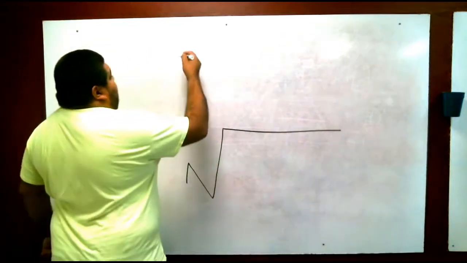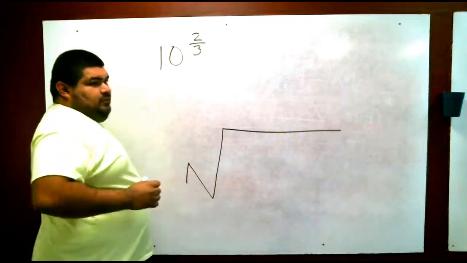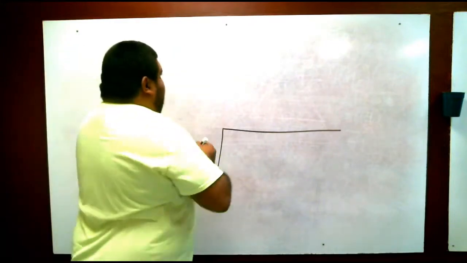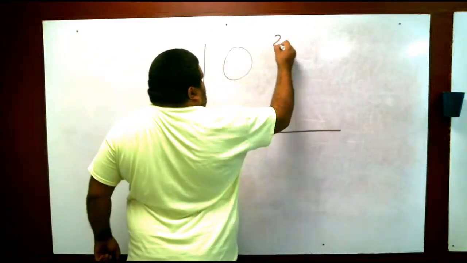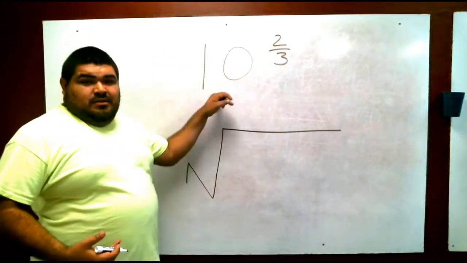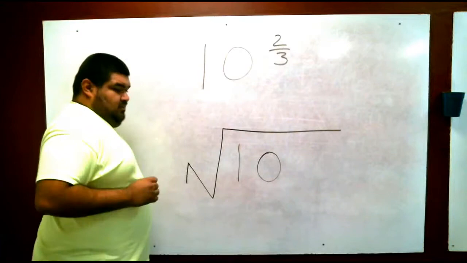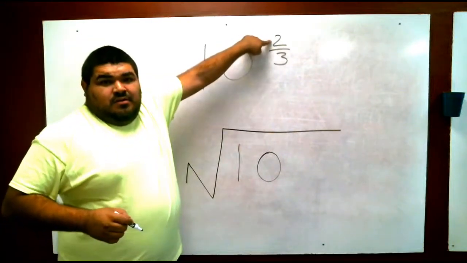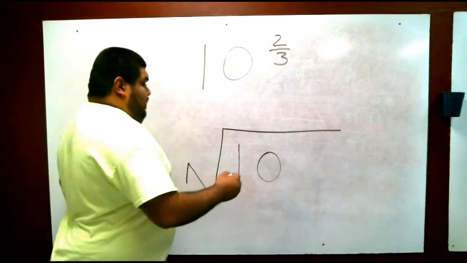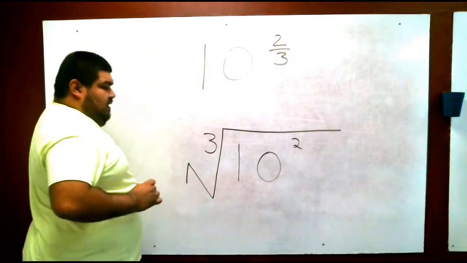let's say I have 10 2/3. Okay? Should probably have written it a little bigger. We have 10 2/3. The way, again, we convert it is the 10 goes on the inside of your radical. 10. The number on the top, remember where does it go, guys? Goes on the inside, right? So the second power, and then the 3 goes on the outside.